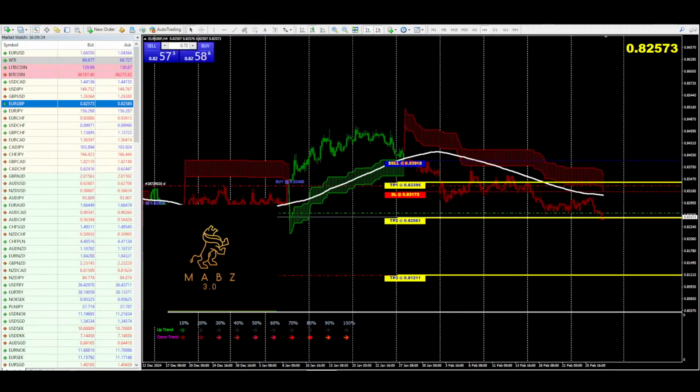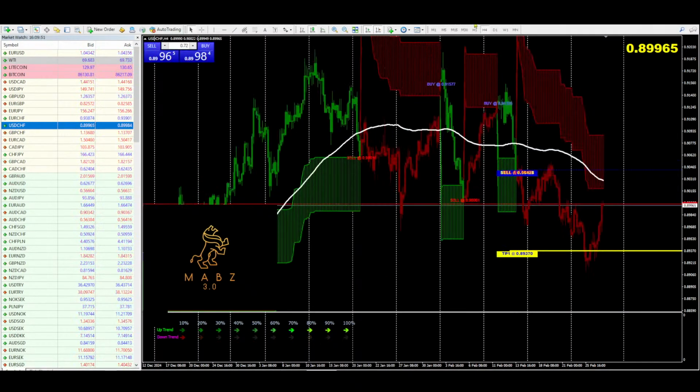Okay, let me just check if it's still valid. Okay, this trade is still valid. So Euro GBP and GBP AUD are performing, which is very, very good. Let's keep going. Let's look at the USD CHF.